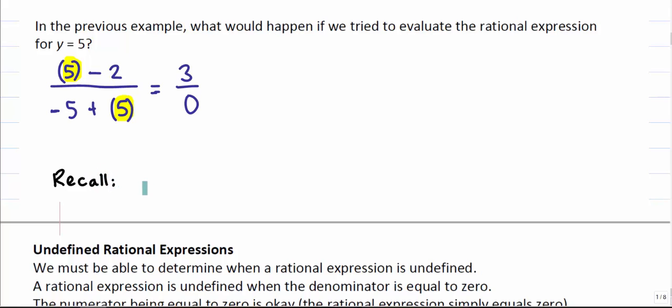Recall that it's okay to have 0 in the numerator. So if I had 0 divided by 3, that would be okay. It would just equal 0.